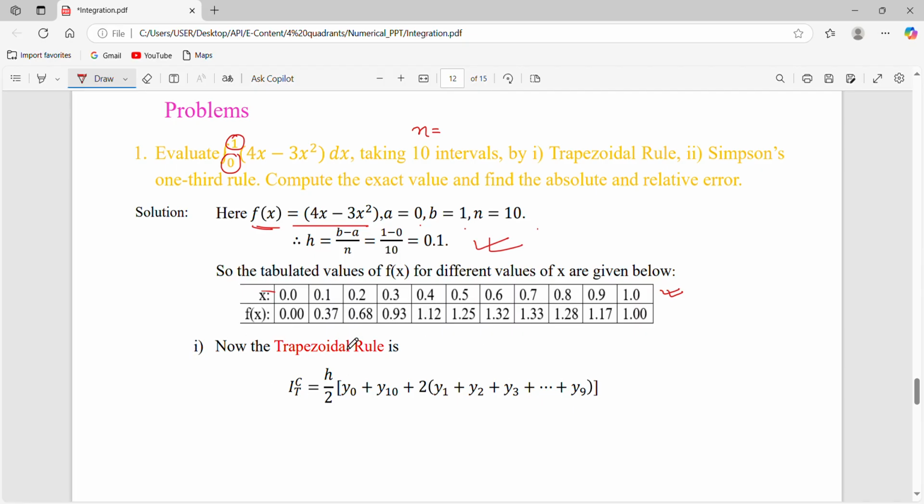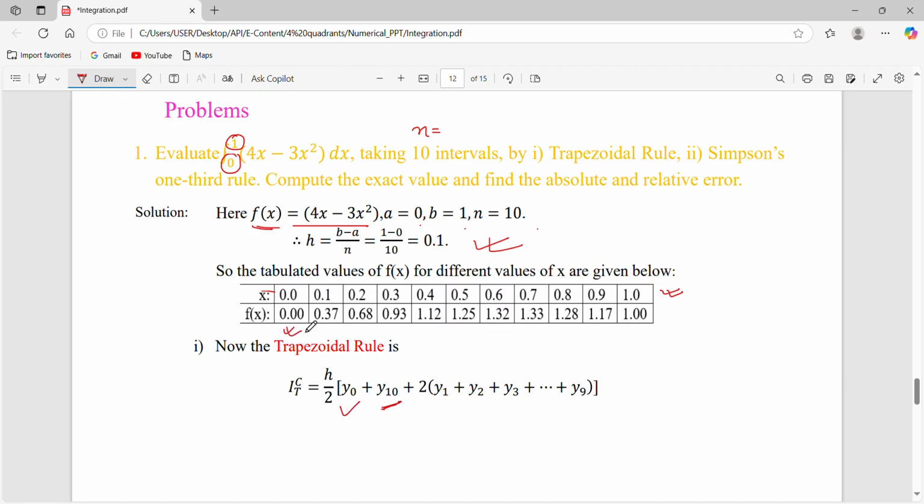Now the trapezoidal rule. For this type of problem, first we have to write the formula. If the question is a 5 marks question, for the correct formula you will get up to 2 marks. So whatever the calculation, first write down the formula neat and clean: h by 2 times [y0 plus y10 plus 2 times (y1 plus y2 plus y3 up to y9)]. Now the question is why you have written 10 here. y0 is okay, that is the initial value. What is the meaning of y10?